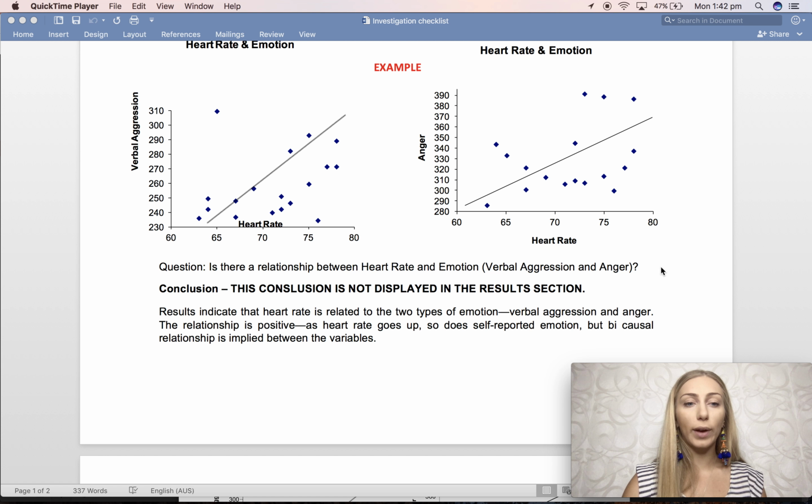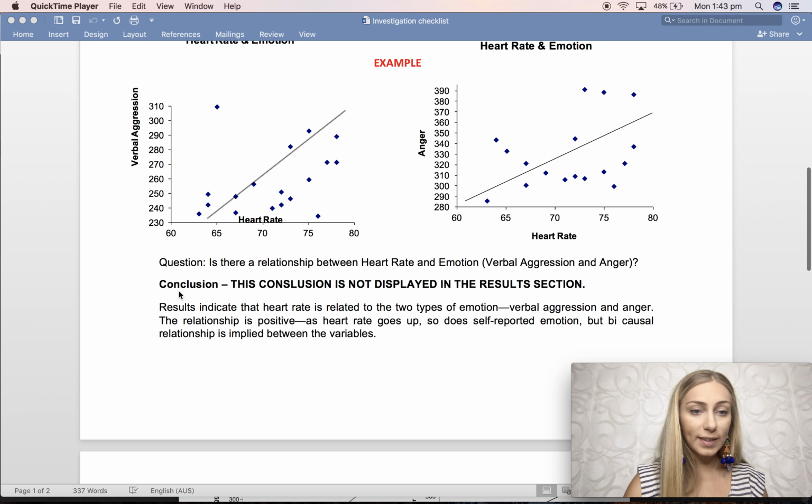So because they are looking at answering, is there a relationship between heart rate and emotion, they've used a scatter plot because they can show a relationship, either a positive or negative relationship, and in doing so they have put their line of best fit there as well. So in looking at this graph that they have provided, they can form a conclusion based on their graph.